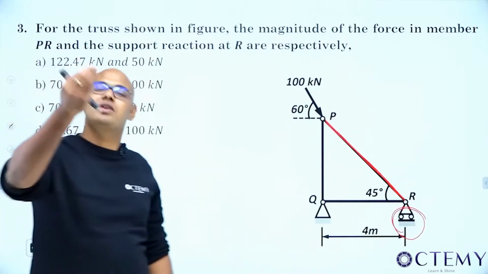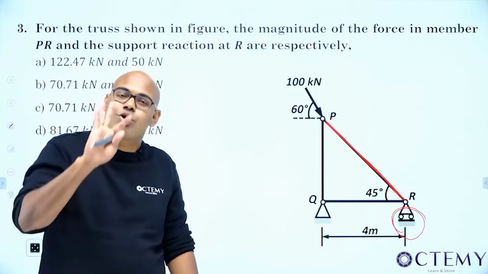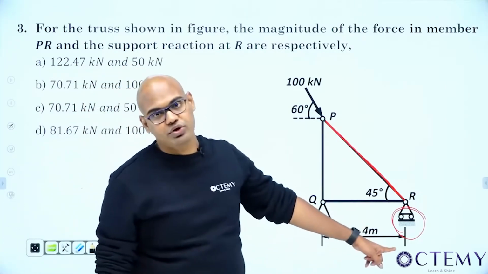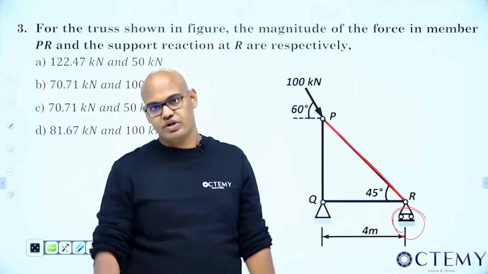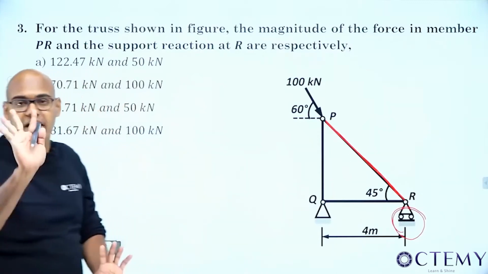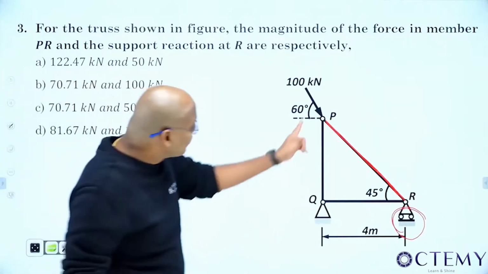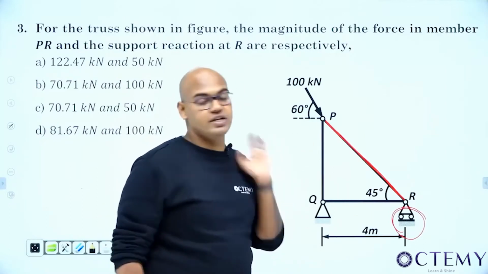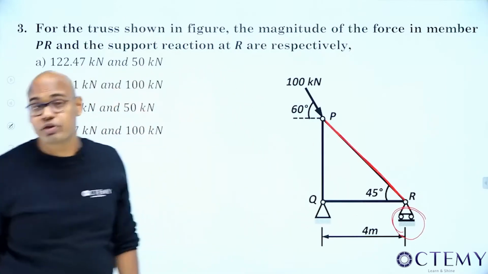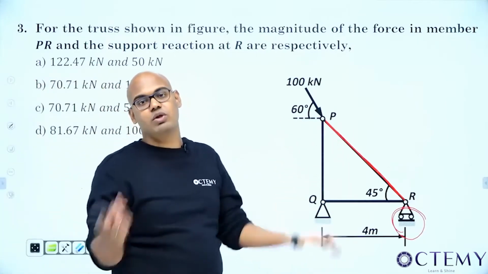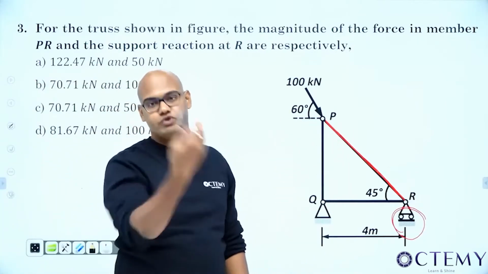See, in the previous problem, he is not asking support reaction, so I said don't find support reactions. But now he is asking support reaction. So what to do? First find out support reactions. But he is not asking at Q. He is asking only at R. Keep that in mind. Next, how many members are there? 3 members and 3 joints. As there are 3 joints, can I go with method of sections? If a section has 2 on one side, other side only 1. So I can only go with method of joints.